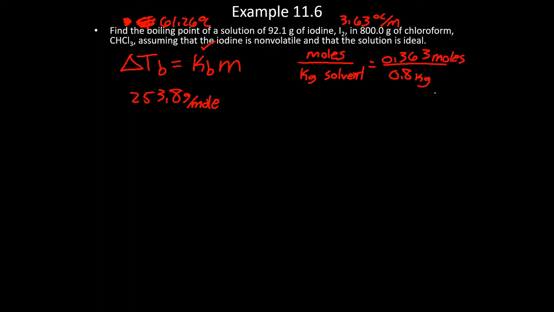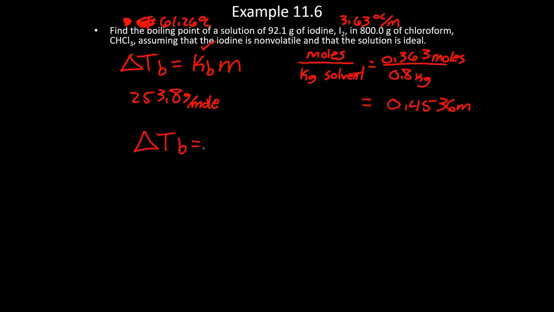And so if we go ahead and do that other calculation here, divide the 0.363 by the number of kilograms of solvent, that gives us 0.4536, we'll say. We'll worry about the sig figs at the end. For now, we'll just go with that. Molal. Okay. So now we have the molality of our solution, and we already have the constant.